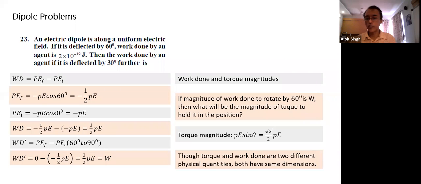Actually, this question has also come in the examination. Though torque and work done are two different physical quantities, they have the same dimension. So we can compare the work done and express one in terms of the other using the relationship of dot product and cross product. The magnitude of external torque which we need to apply to hold this dipole at a position of 60 degrees will be equal to root 3 by 2 times the work done to rotate by 60 degrees.